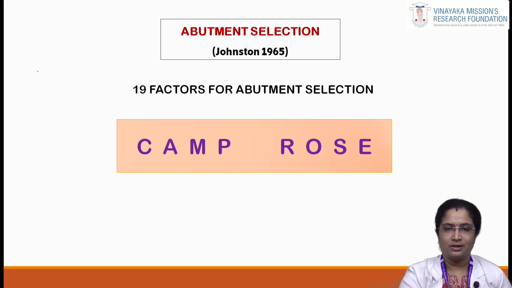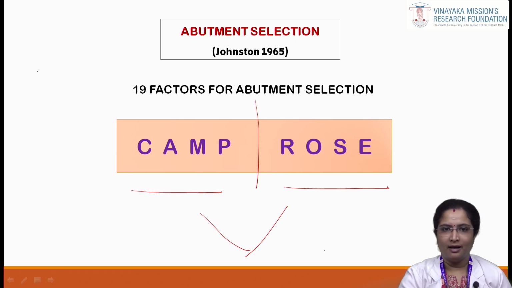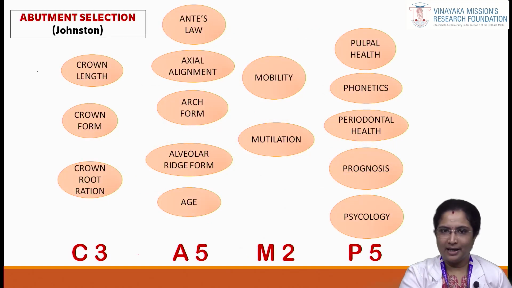According to Johnson et al. in 1965, they gave certain factors for selecting an abutment, which are very important, and all these factors have to be considered when planning an FPD and selecting an abutment. We can have a mnemonic to remember all the factors given by Johnson. You can remember it as Camp Rose. Camp Rose altogether are the factors which Johnson et al. considered to be primary or crucial factors for the success of an abutment.